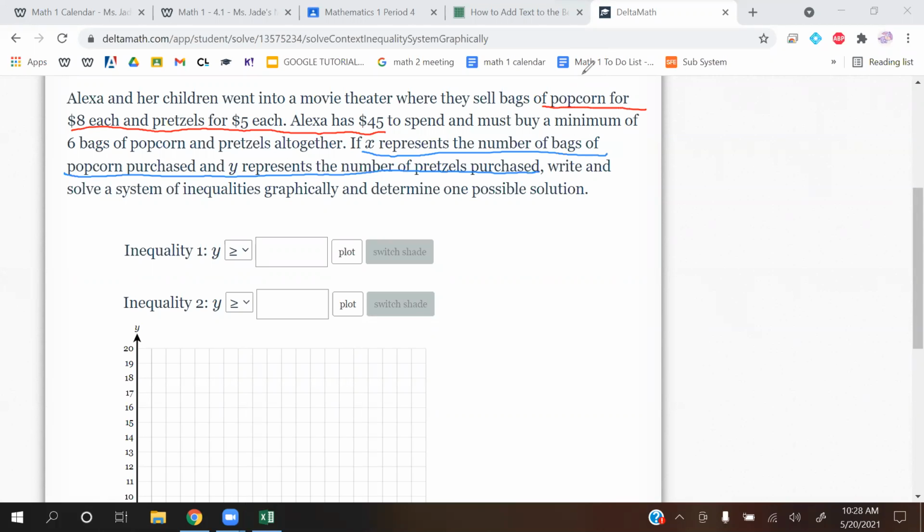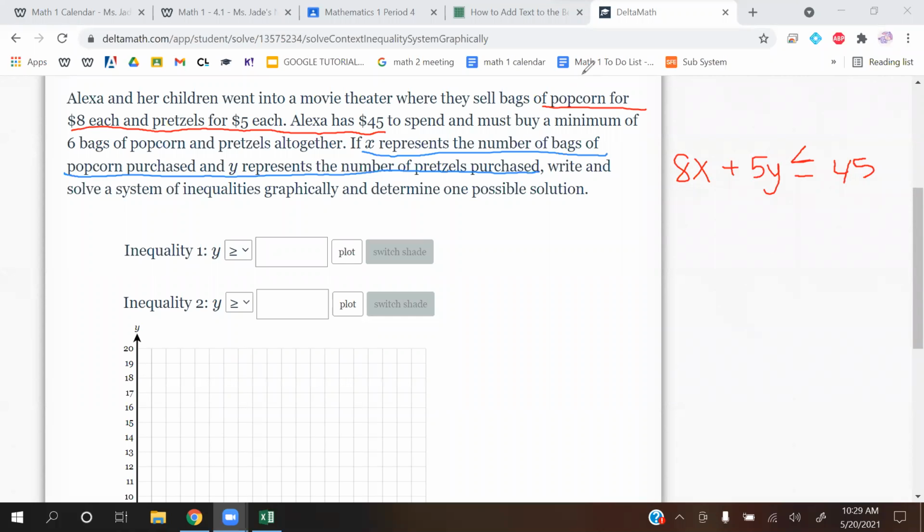I guess I should start underlining from there. Okay, so X is popcorn. So I'm going to write 8X for representing that popcorns cost $8. And then pretzels are Y, so I'm going to write 5Y to represent that pretzels cost $5. And Alexa has $45 to spend, so she can spend less than or equal to 45. She cannot spend more than 45, but she can spend less than 45. She can spend exactly 45, but she cannot spend more. So therefore, it's less than or equal to 45.